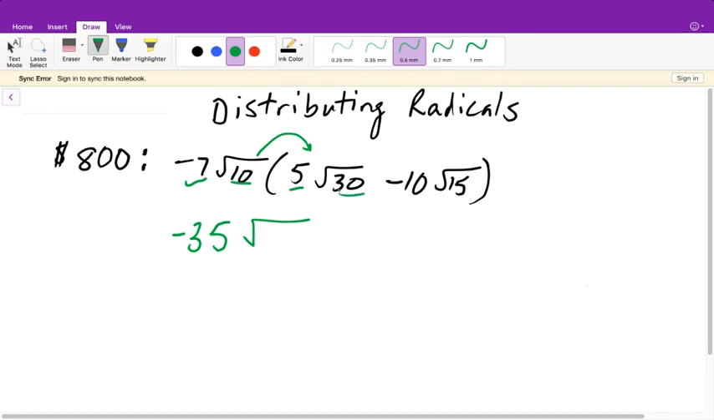10 times 30, that is going to give me 300. All right, now we'll distribute it into the next one. Negative 7 times negative 10 will give me a positive 70. And then 10 times 15 will give me 150.